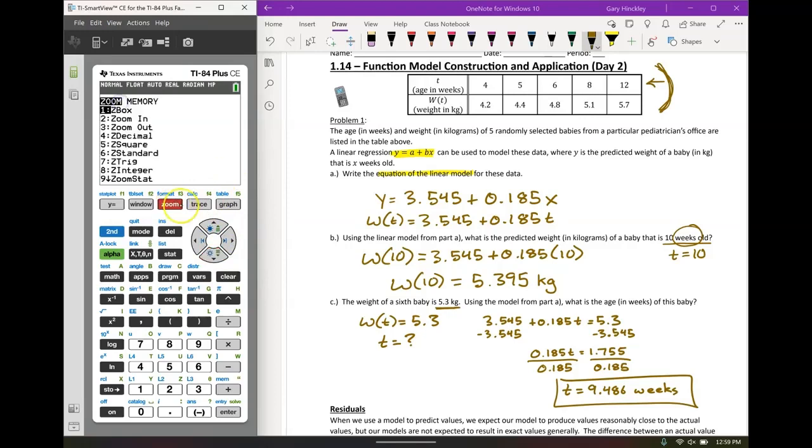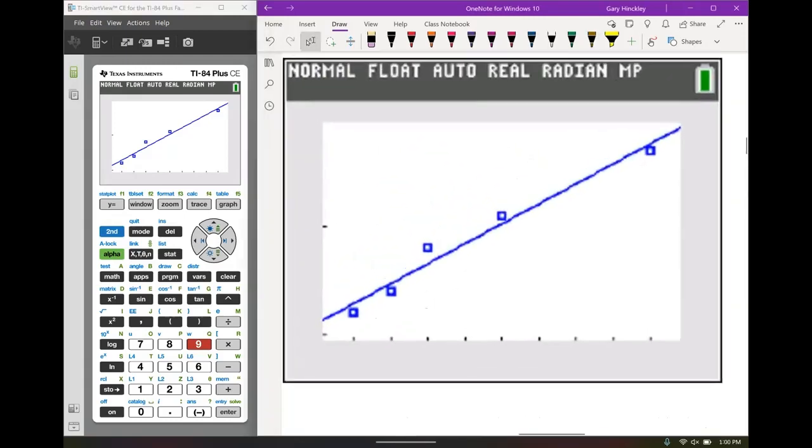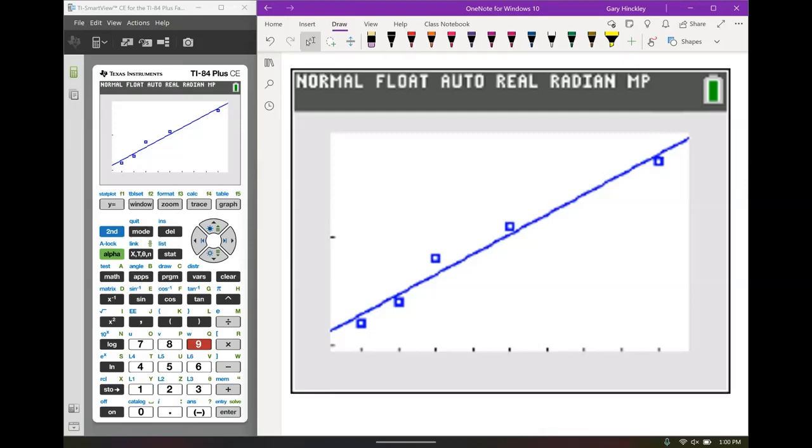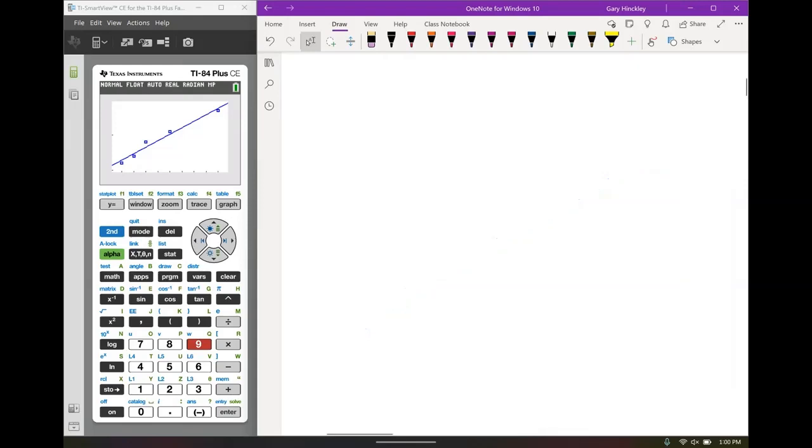Now, if you just had the normal graph, you can kind of see your data, but it might not show all your data. So instead, if we click zoom, number 9, zoom stat, it will graph our scatter plot, our data, and our line, our regression model, our linear model, going through it. So, if we look at our regression model.